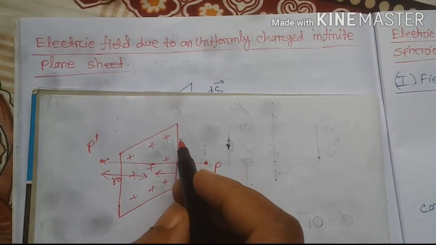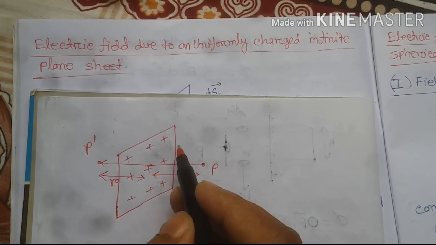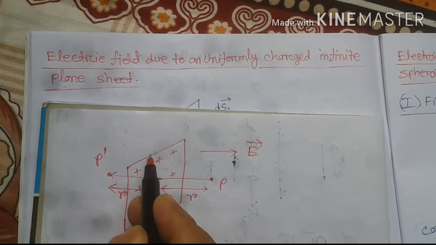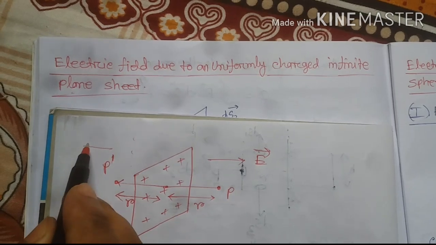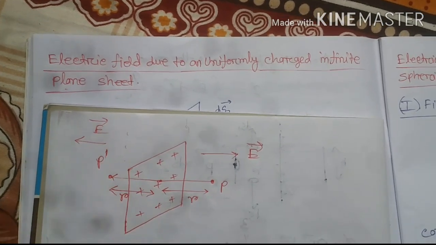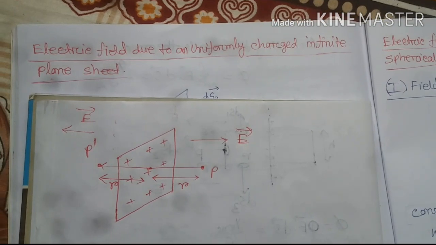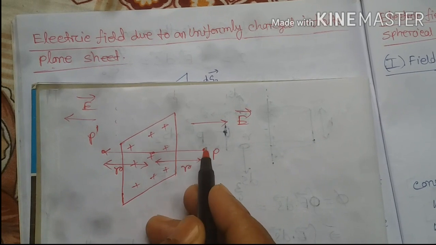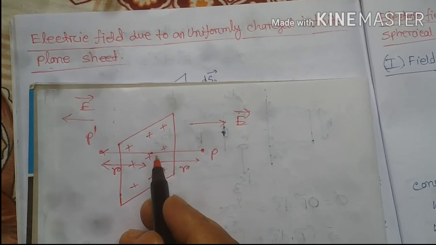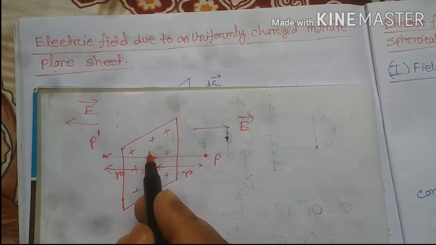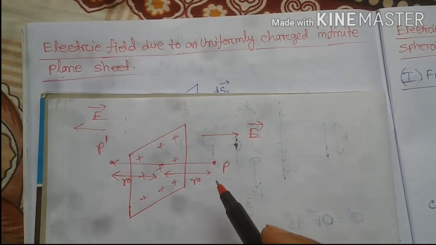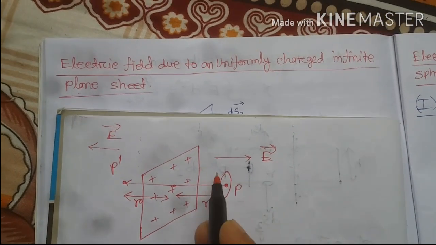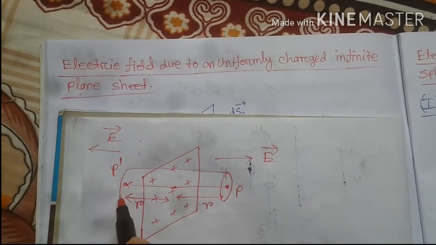Now why do I consider these two points here? Because the electric field from the positive charge is radially outward, so on this side the electric field will be in this direction, and on the opposite side the electric field will be in this direction. So the direction of electric field will be opposite on either side. To take into account both the points P and P dash on both sides, we have to consider a Gaussian surface so that we can include both. So here we will consider a cylindrical Gaussian surface from here to here.